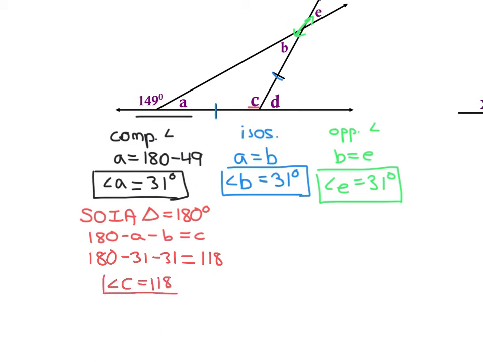So notice my final answer always has the degree sign in it, okay? And I've stated how I solved that, okay? And then my last one would be to solve angle D, okay? Which is just a complementary angle. So then what we could do is angle D is equivalent to 180 degrees, subtract angle C. Okay, so angle D is 62 degrees.